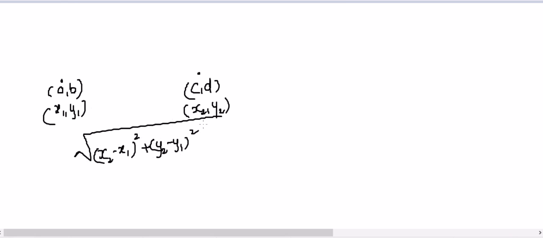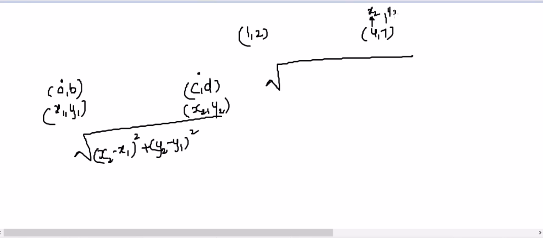So suppose 2 points are given, 1 comma 2 and the next point is 4 comma 7, and you're supposed to calculate the distance between the both. So applying the same formula, under root, let us say this is x2, this is y2, this is x1 and this is y1. So applying this one, x2 minus x1, which means 4 minus 1 whole squared plus y2 minus y1, which is 7 minus 2 whole squared.